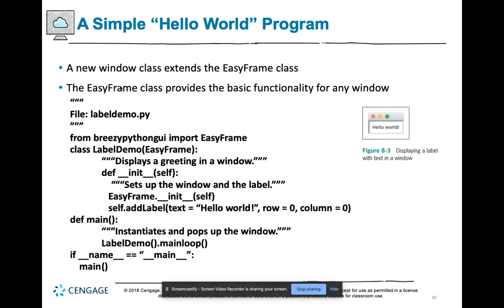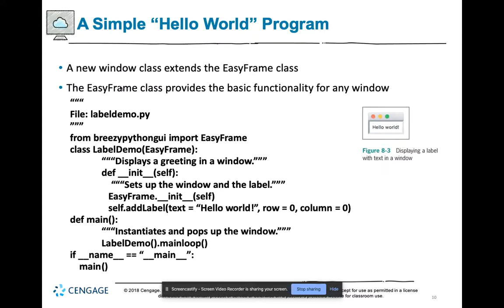So we're importing the EasyFrame class from the Python GUI, Breezy Python GUI module. And then we're defining the label demo class as a subclass of EasyFrame. The label demo class describes the window's layout and functionality. And then we define an underscore init method in the label demo class. This method is automatically run when the window is created. The underscore init method runs a method with the same name on the EasyFrame class and then sets up any window component to display in the window.